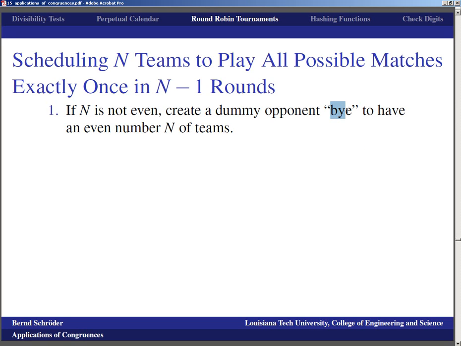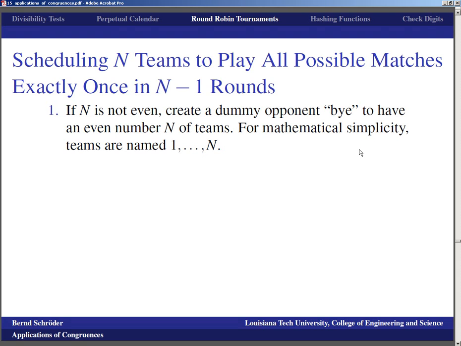That's of course also the bye that you see, for example, when you are following North American football, where every team has a bye week throughout their season, but of course that scheduling is different because it's not a round robin tournament. Okay, so you create this dummy opponent, this bye, and for mathematical simplicity, let's just name the teams from 1 through n.